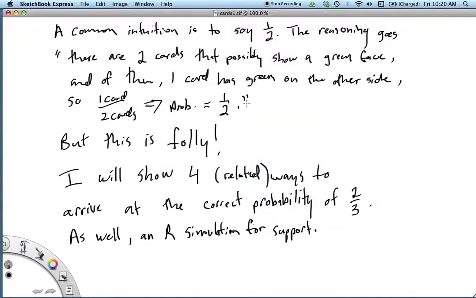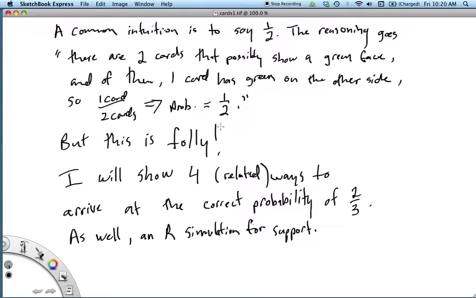Okay, a common intuition for this problem is to say, well, I think the answer is a half. The reasoning someone might give is, well, there are 2 cards that could possibly show a green face when you draw them. One of these cards is green on the other side, and the other card isn't. So if one card out of the 2 has green on the other side, then the probability that the other side is green should be a half. Okay, this is not correct.